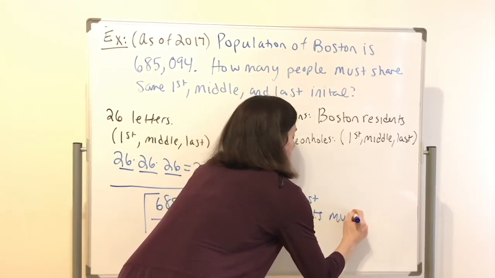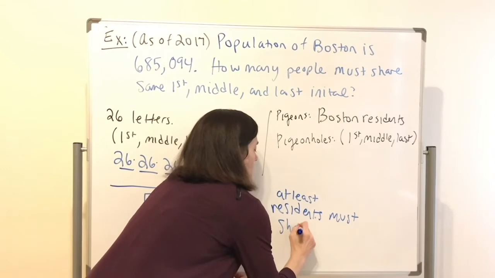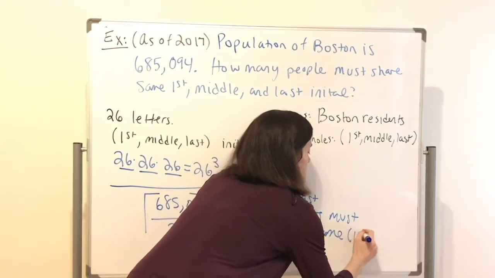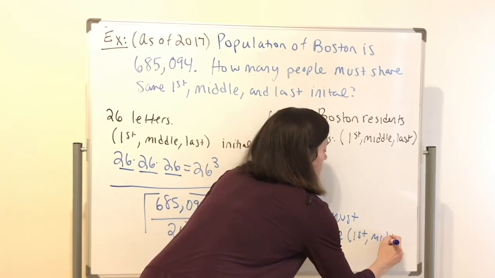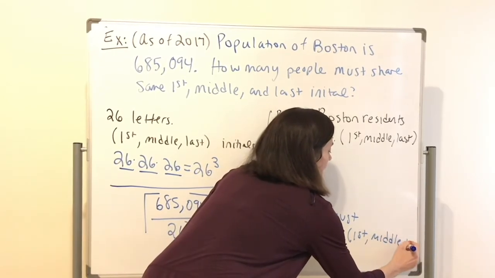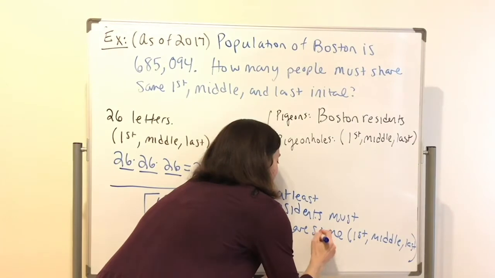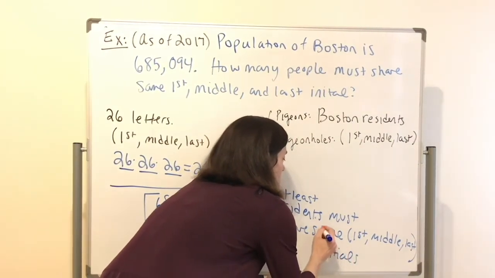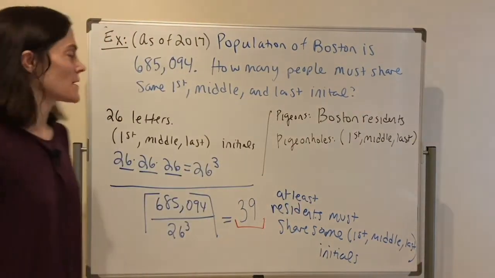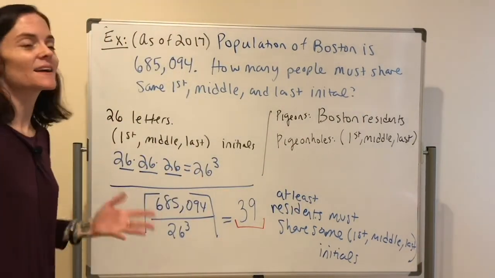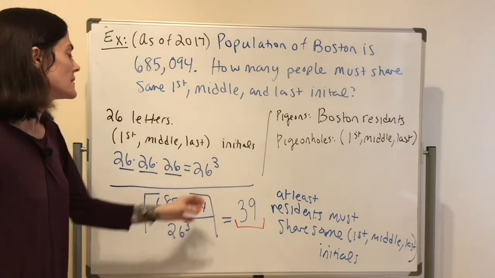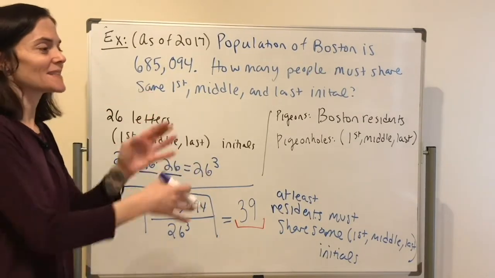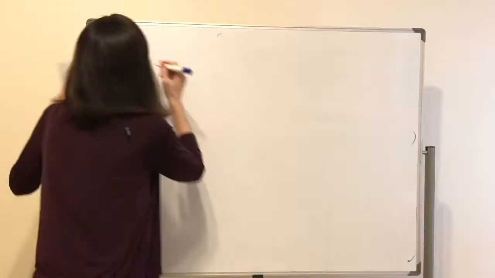must share the same first, comma, middle, comma, last initials. Now this doesn't tell us in particular which initial pairs out of all of these is shared, but just that there's at least one such that 39 residents share that same first, middle, last combination.